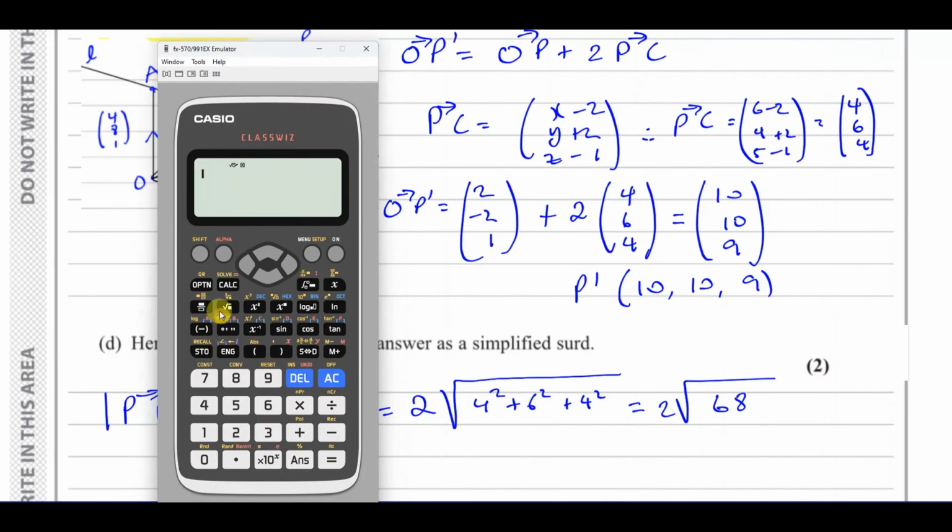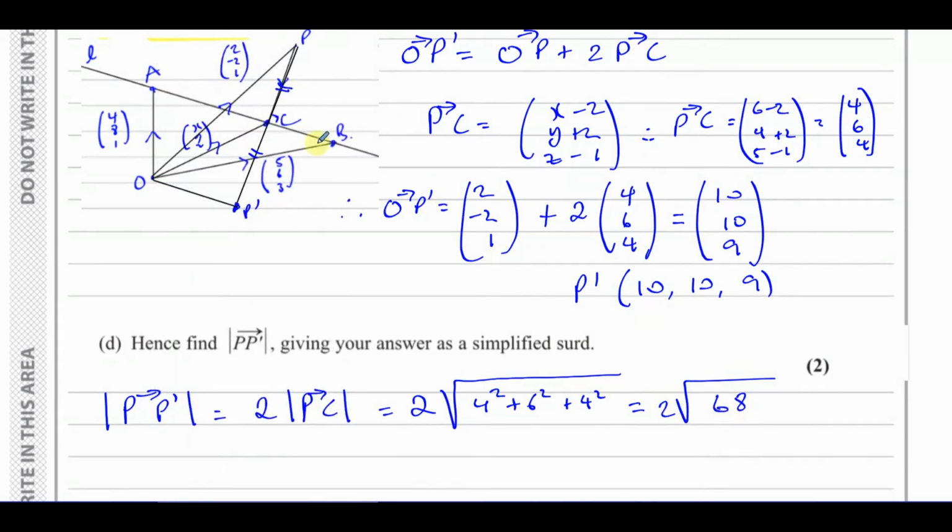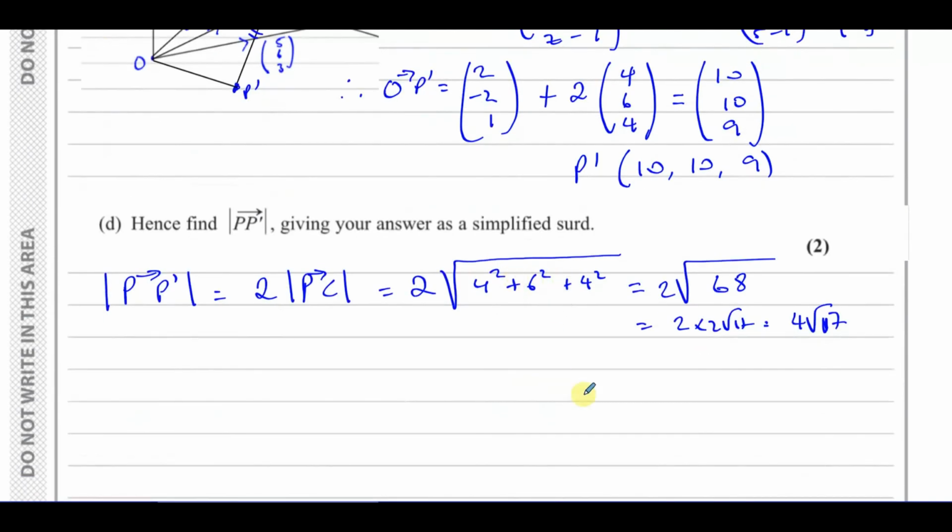Let's just make sure of that in case I did some silly error there. So we have the square root of 4 squared plus 6 squared plus 4 squared. That gives us 2 root 17. So we're going to have 4 root 17, because this is 2 times 2 root 17, which is 4 root 17. It says as a simplified surd, so it's 4 times the square root of 17. That's the magnitude of P to P dash. And that concludes this question.